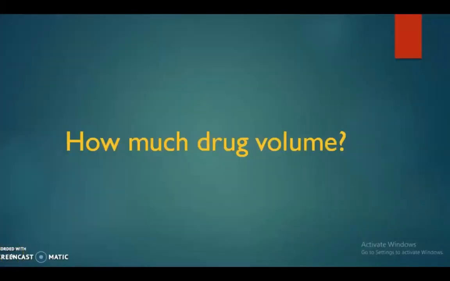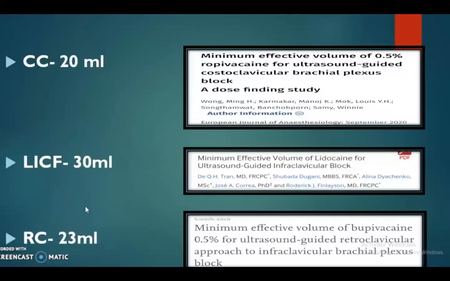So our next pressing question is, how much drug should we inject to get a good block? One of the advantages that is quoted with the costoclavicular approach is that the volume of local anesthetic can be reduced. We did a literature search to find studies that have determined the minimum effective local anesthetic volume for each of these approaches, and they found that for the costoclavicular approach, it was only 20 ml. This was a recent study published in the European Journal of Anaesthesiology, by Dr. Manoj Karmakar sir and team.